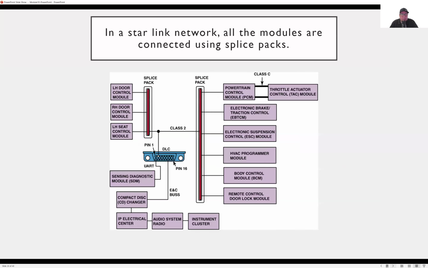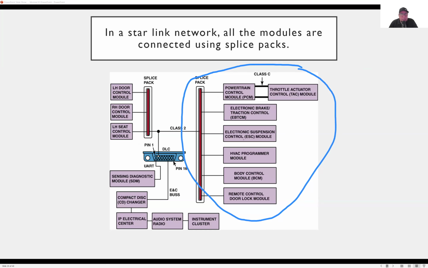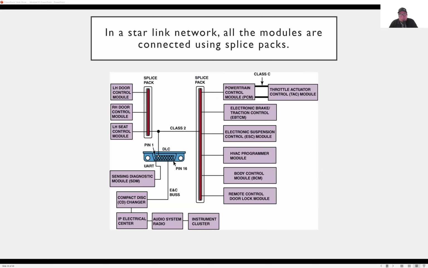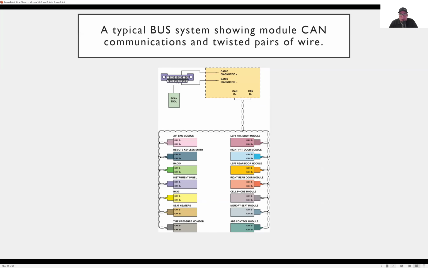And here's another way to wire things. If you notice on the right side, we have our class C, and that's wired in like one big group. On the left side, we have just the door modules, which are all wired in a group. Then we have some other different modules down here that are also wired in a group. So we can group all the modules separately as well. And just another example.